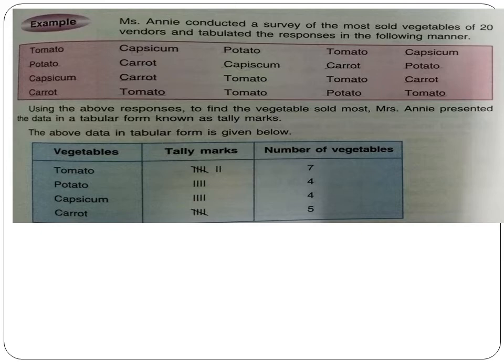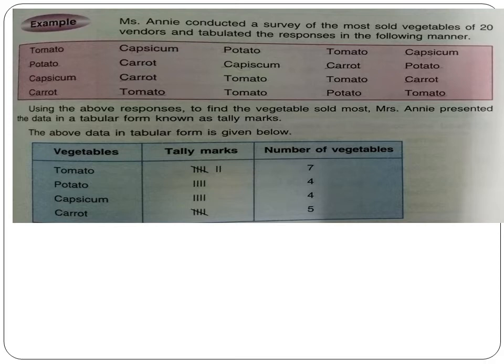Next you have to mark the tally marks. So one by one you have to cross out. First you have to find out tomatoes. How many tomatoes are there? So here put it in tally marks. So what do you have to do? Draw 5 lines, one has to be a slanting line, plus 2 vertical lines. So totally it represents 7 lines.